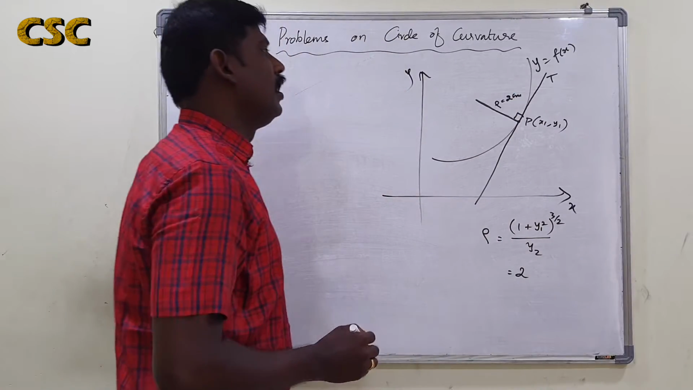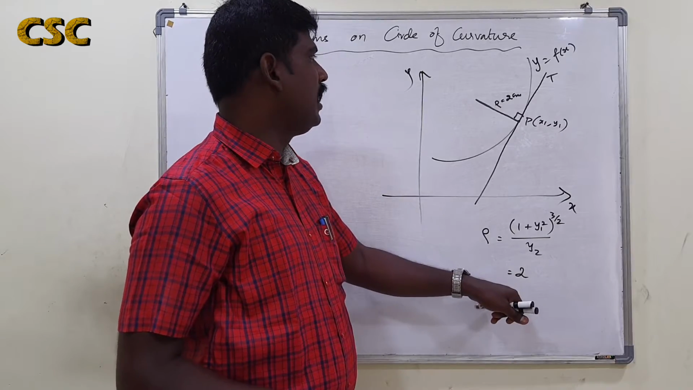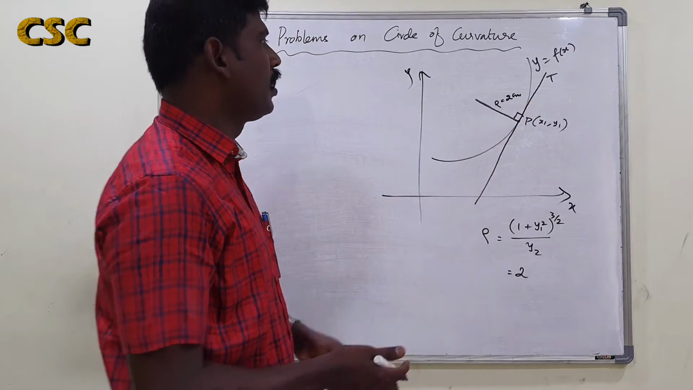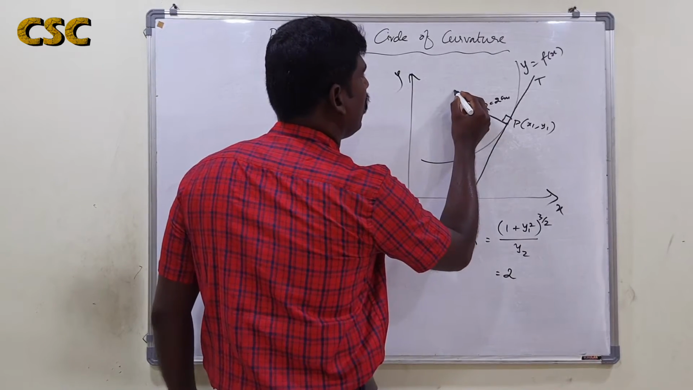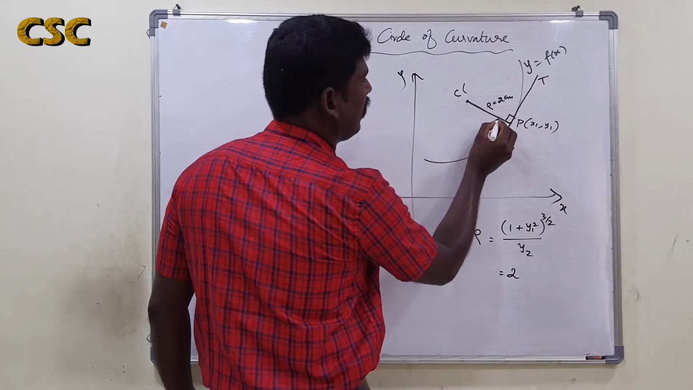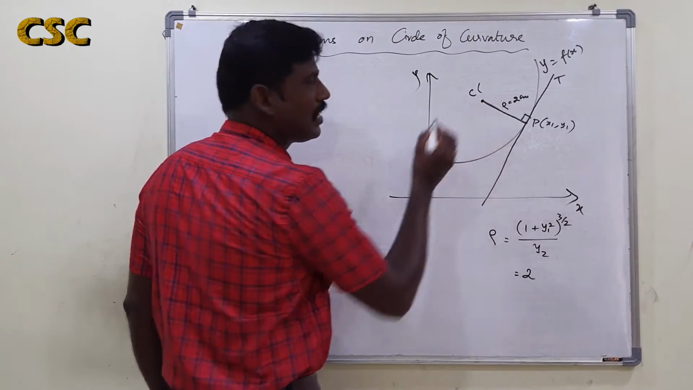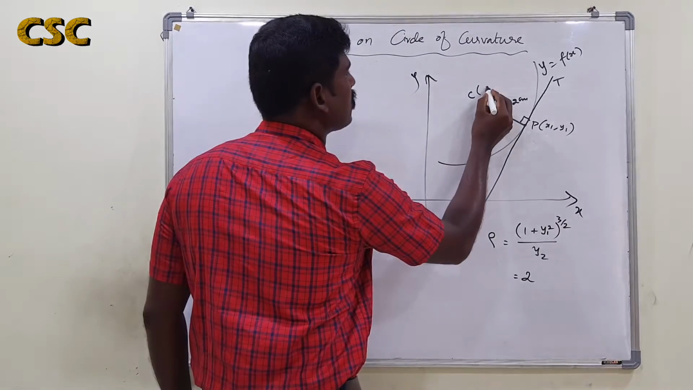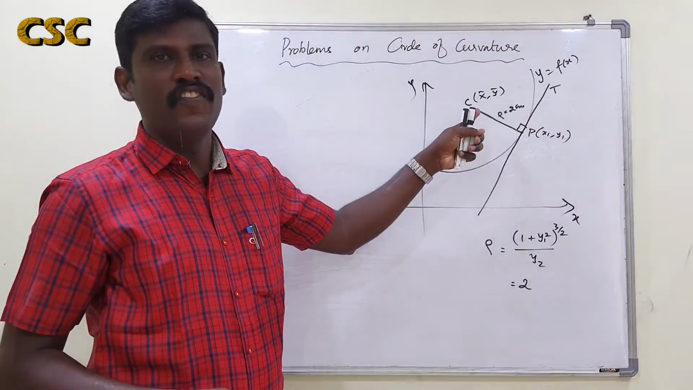Let us take the radius of curvature to be 2 centimeters. At the end of this inward normal, you can get a point. Let us take that point to be C (x bar, y bar). That is called the center of curvature.